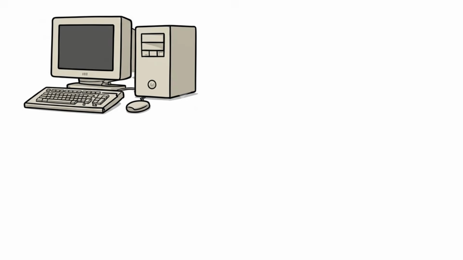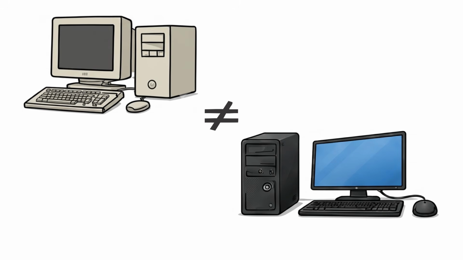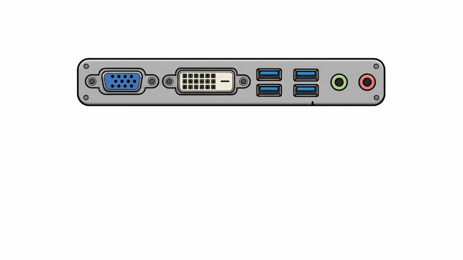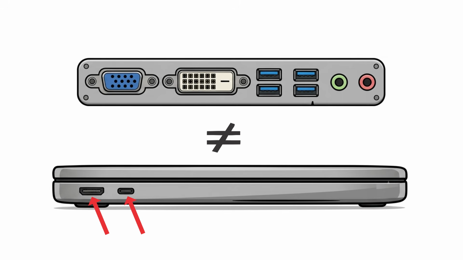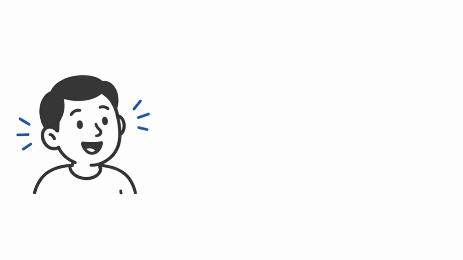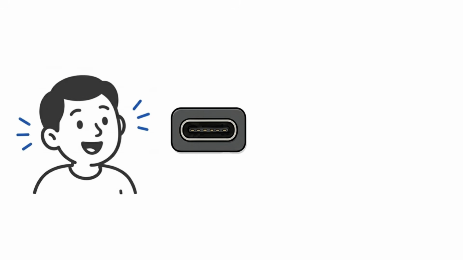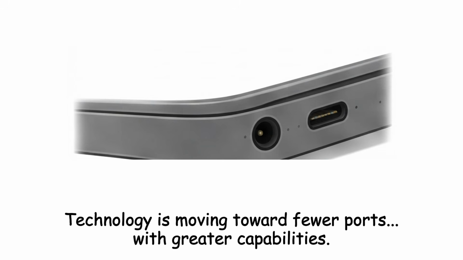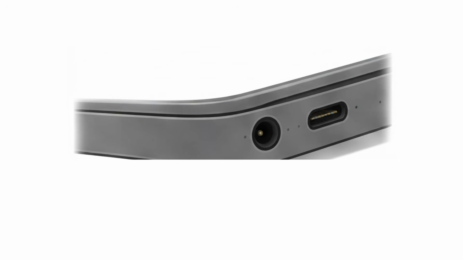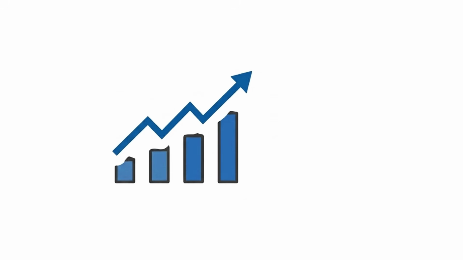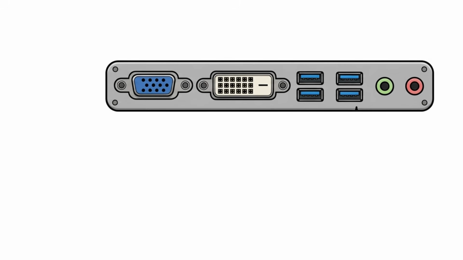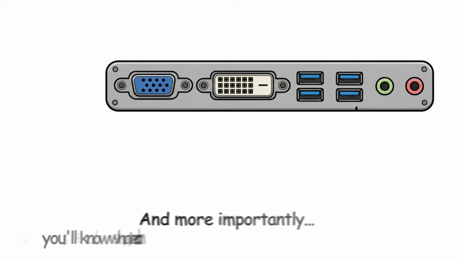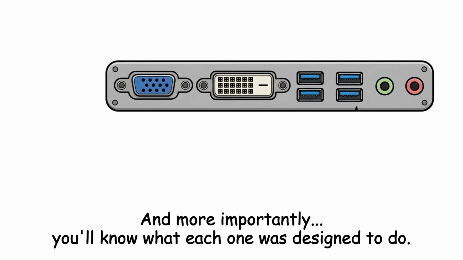If you compare an older computer with a modern one, you'll notice something interesting. Older computers often had many different ports. Newer computers usually have fewer. That isn't because computers can do less. It's because modern ports can do much more. USB-C can combine jobs that once required several different connectors. Technology is moving toward fewer ports with greater capabilities, and that trend will likely continue. So the next time you look at the side of a computer, those ports won't just look like random holes anymore. You'll recognize what they are. And more importantly, you'll know what each one was designed to do.